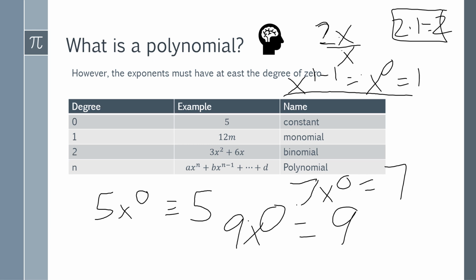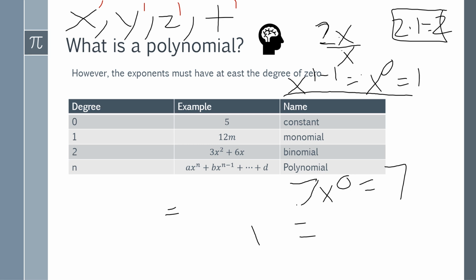Anything with the degree of 1. When you see a letter by itself like X, Y, Z, T, think of any letter of the alphabet, it is always going to have a degree of 1. Any letter by itself has a degree of 1. Alright?